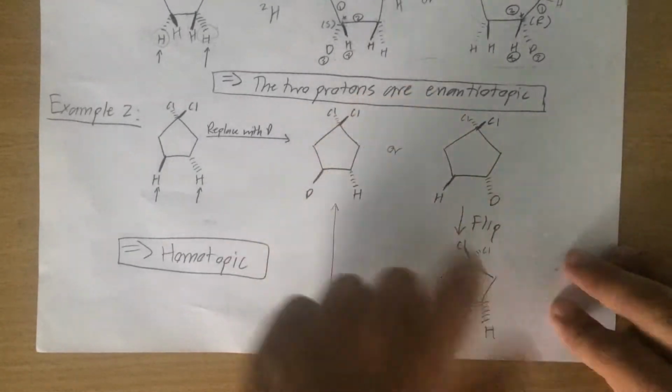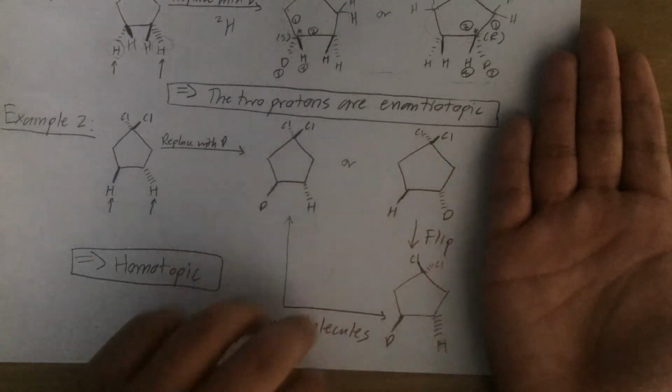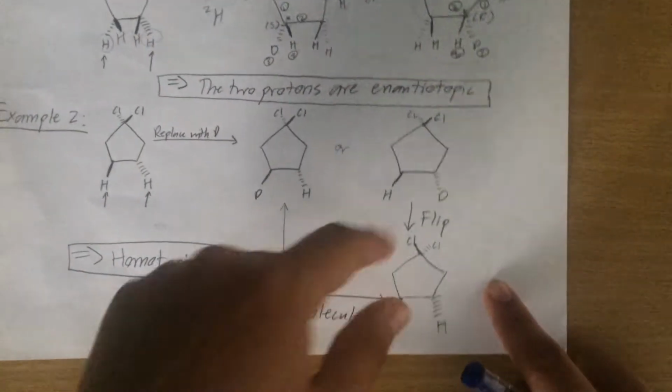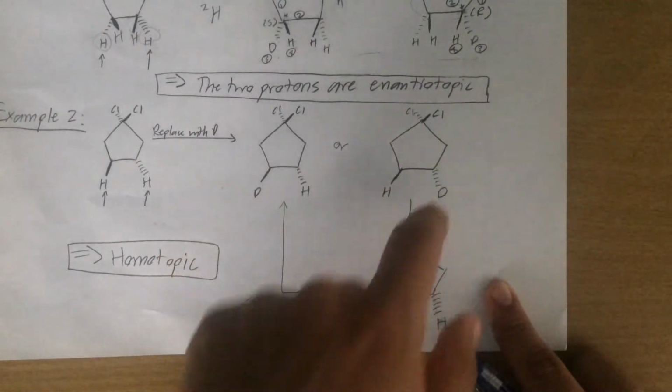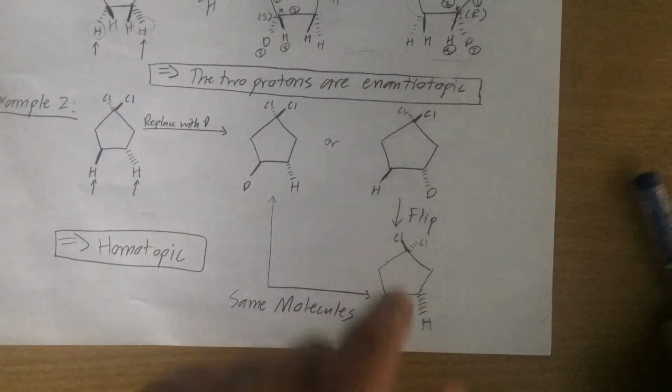You know that they're the same if you can flip this one. So let's say we have this molecule like that, and you flip it like so. Just flip it like that. So this deuterium atom here is going to be sticking into the paper. But once you flip it like this, the deuterium atom is sticking out of the paper.